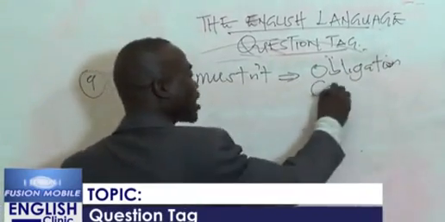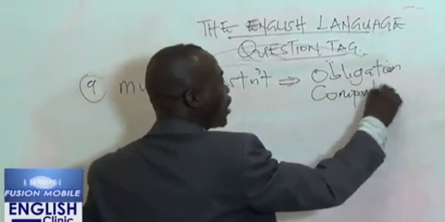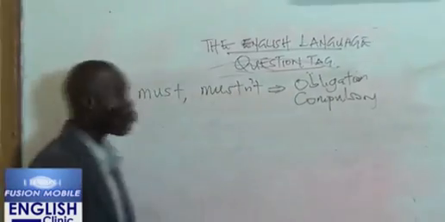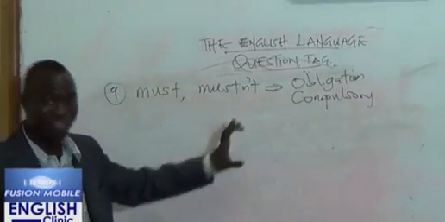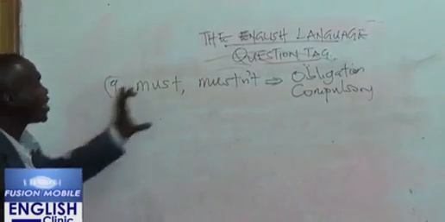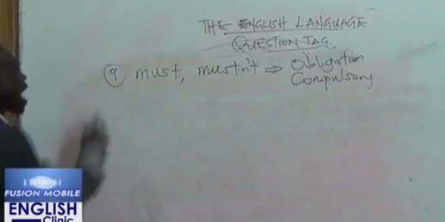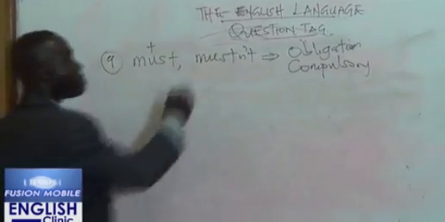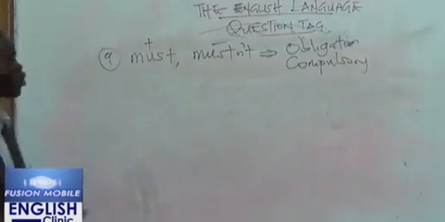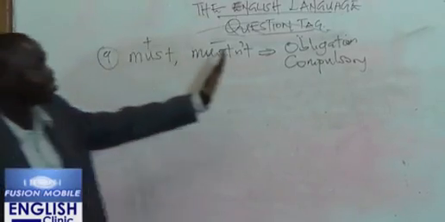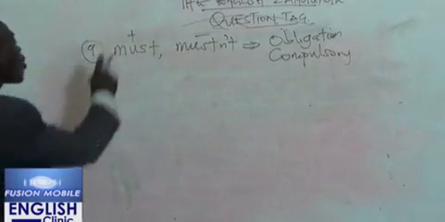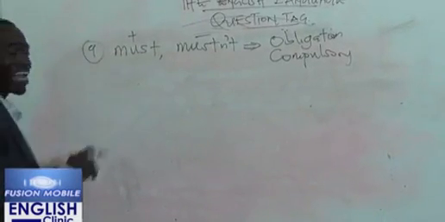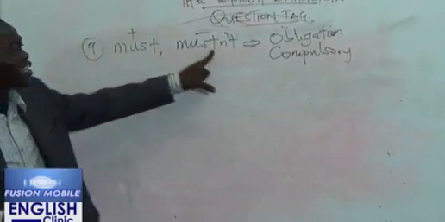When you want to show that something is compulsory, we use these two words, must and mustn't. The difference between the two is that while must is positive, mustn't is negative. So both words are used to express the presence of obligation. Now, the opposite of must, therefore, is not necessarily what?